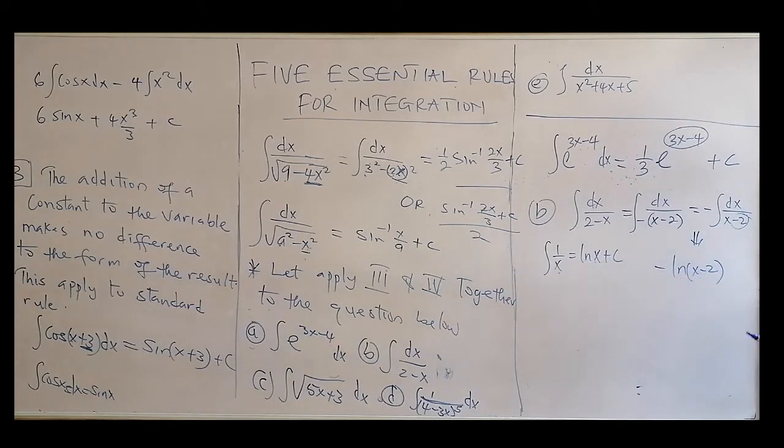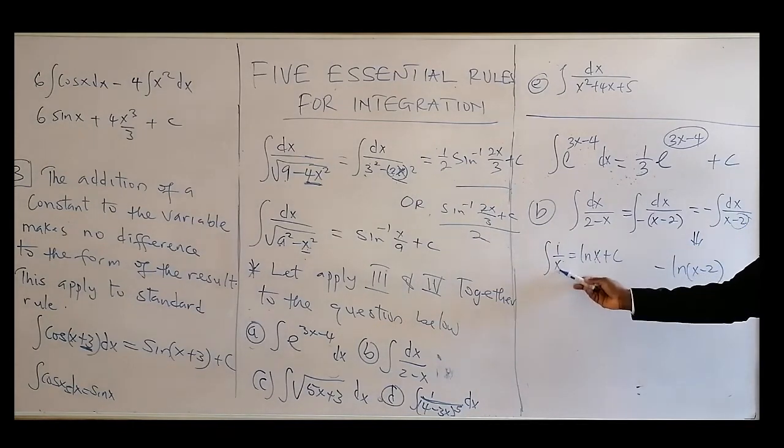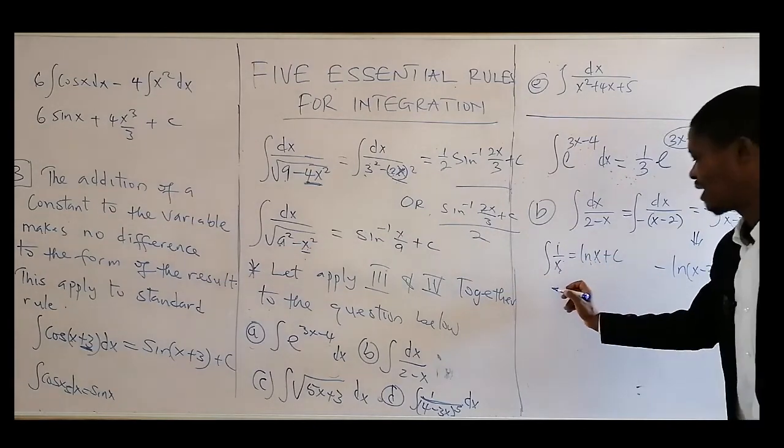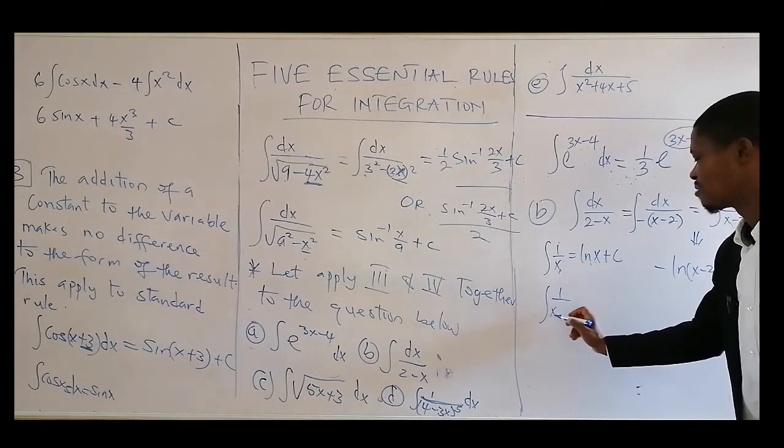Okay, it doesn't change your form. You're adding plus 2, minus 2 to the function. It doesn't change your form. Look at the standard rule. 1 over x is what? Ln x. So whatever you are adding, you will say 1 over x plus 2.